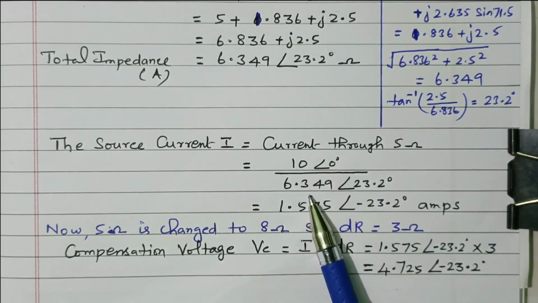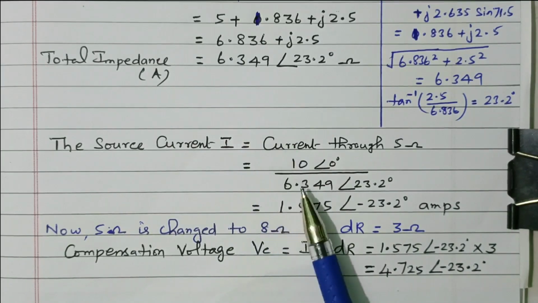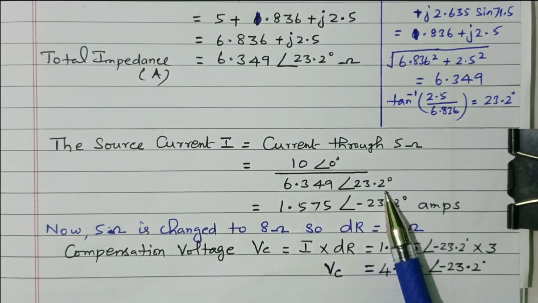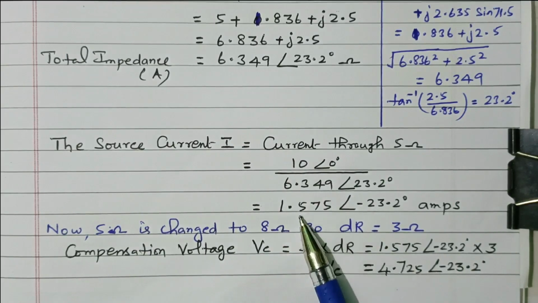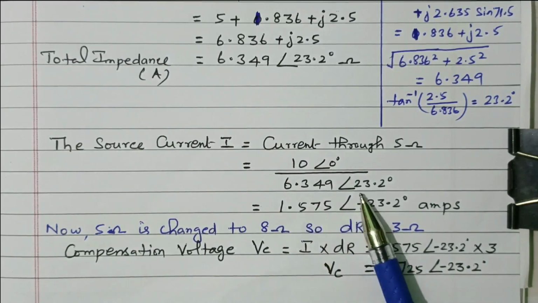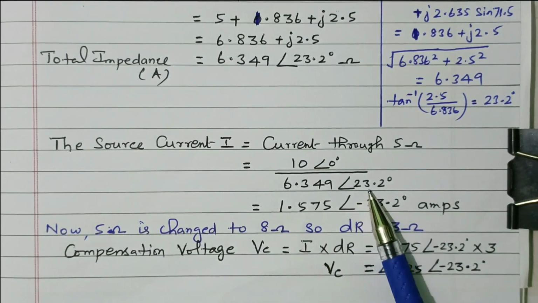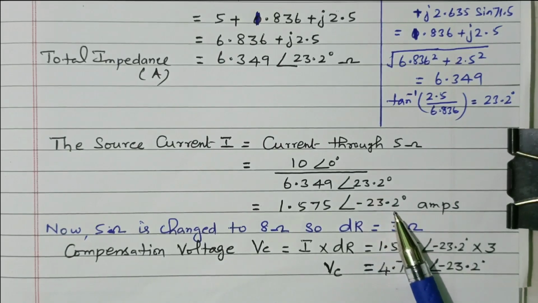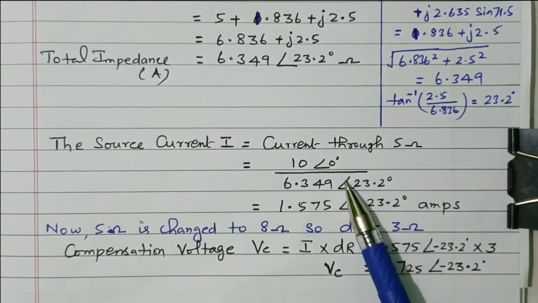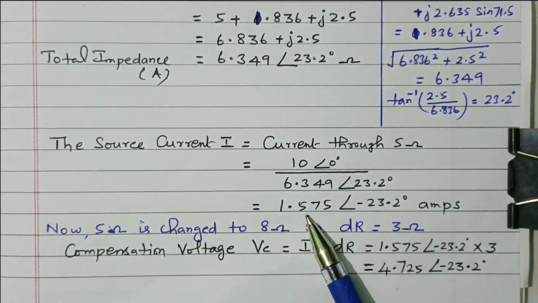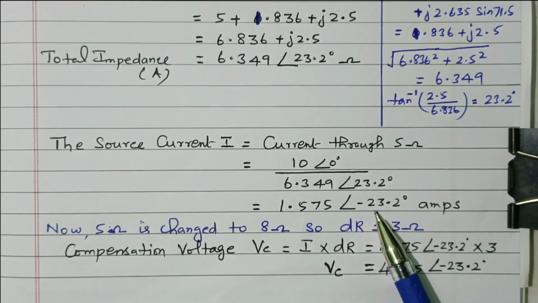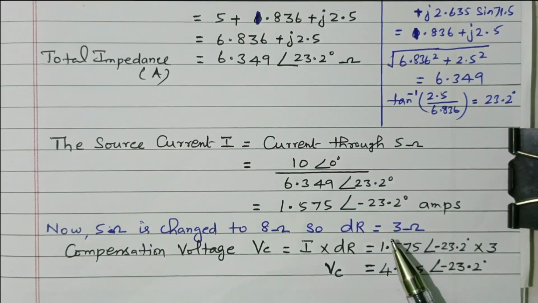The impedance, what we calculated, is 6.349 angle 23.2. So 10 divided by 6.349 is 1.575. The angle is 0 minus 23.2, so it is minus 23.2. Divided means we have to subtract the angle. So the current value is 1.575 with an angle minus 23.2 degree.